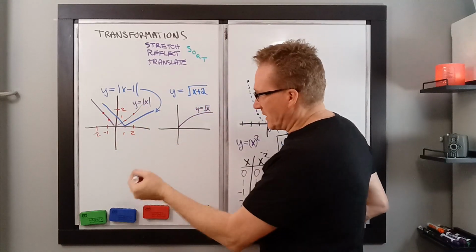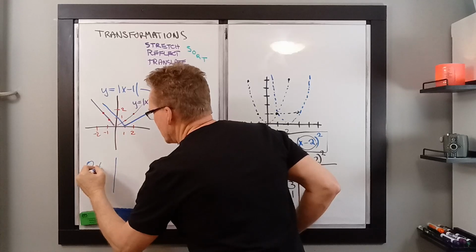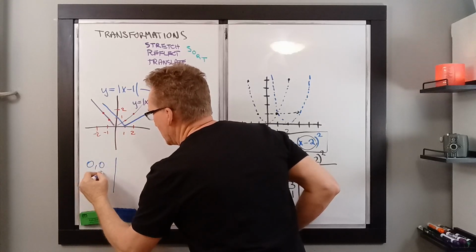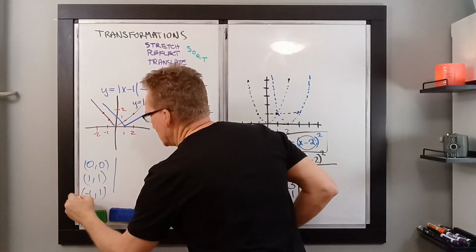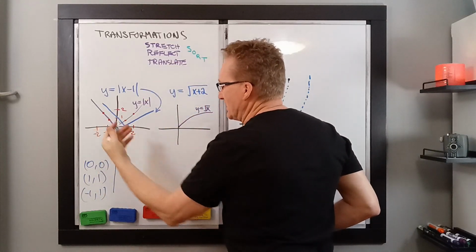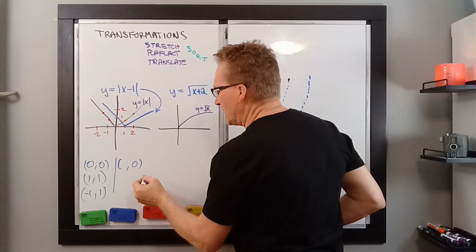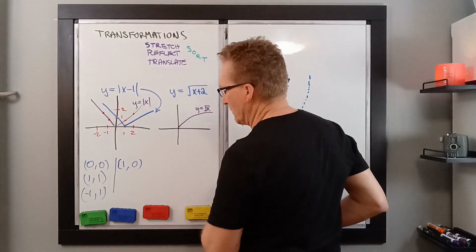So let's take a look at this by making a little bit of a chart. Here's the original values: 0, 0, and then 1, 1, and then minus 1, 1. Now what are we going to do here? Well, for every value here, we want to keep the y the same. So the y value here is still 0, but the x value increases by 1. So I put a 1 in there.